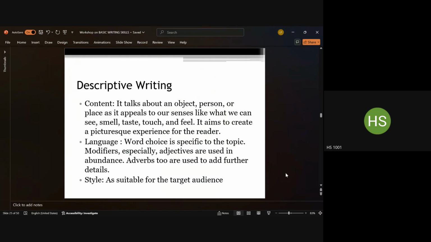And as far as language is concerned, your word choice has to be specific to the topic, obviously. But more importantly, technically speaking, in descriptive writing, there will be heavy use of modifiers, right? So modifiers, by this time you should know, you have done the first few modules of your English one. So we have mostly two kinds of modifiers in English. One is the adverb and the other one is the adjective, right? So a permutation combination of various adjectives and adverbs, whether you use them as words or as phrases or clauses in a sentence, both these modifiers will have to be abundantly used.